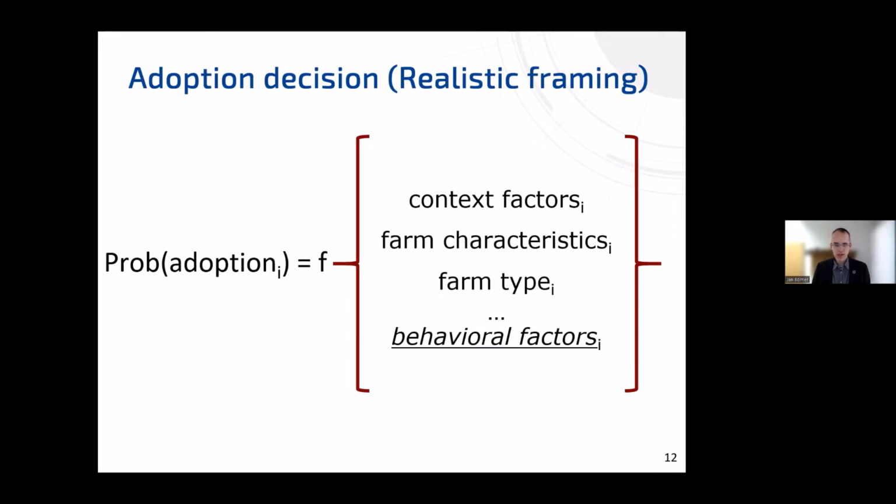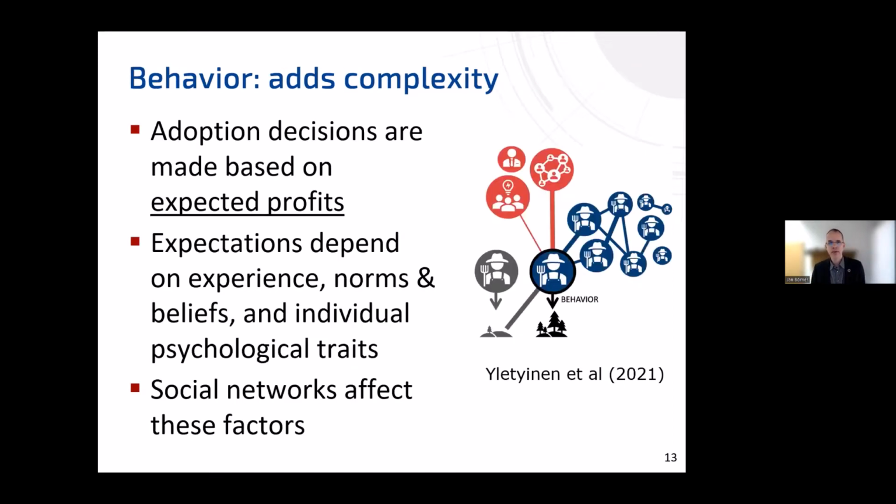So in the early days, economists were mostly thinking about profitability and all the different factors that affect profitability. But in recent years, one of the most popular topics in economics is the behavioral aspects of human decision-making. And behavior does add quite some layers of complexity also to the adoption story. The thing is that adoption decisions are made based on expected profits. So we don't know yet how many profits we will make when we adopt technology. There's uncertainty involved, prices go up and down, interest rates go up and down when we need credit.